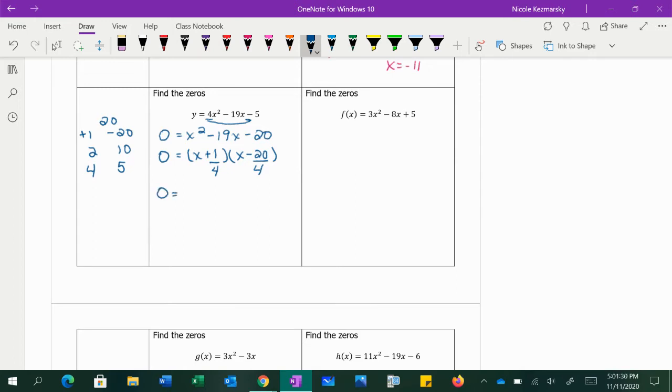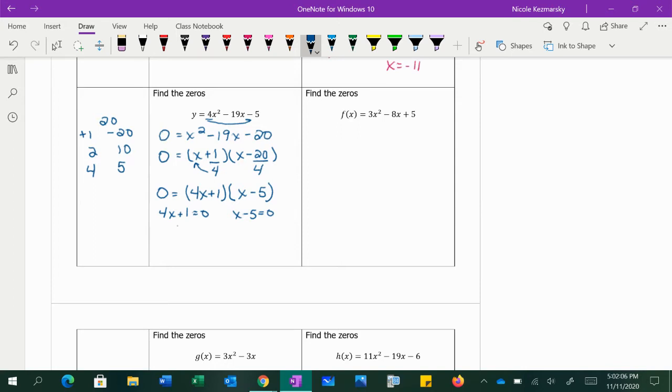And with slide and divide, if it divides to an integer, then you go ahead and divide. If it doesn't, like 1/4, you take the bottom number and put it in front of the x. So that's going to make that 4x plus 1. And then 20 divided by 4, that does divide to an integer, and we get 5. So then we're going to take 4x plus 1 and set it equal to 0, and x minus 5 and set it equal to 0.